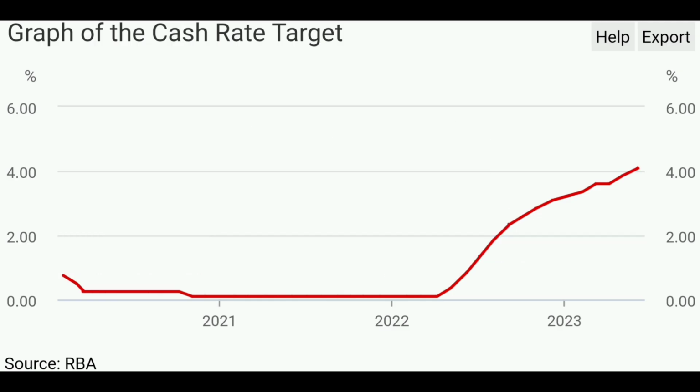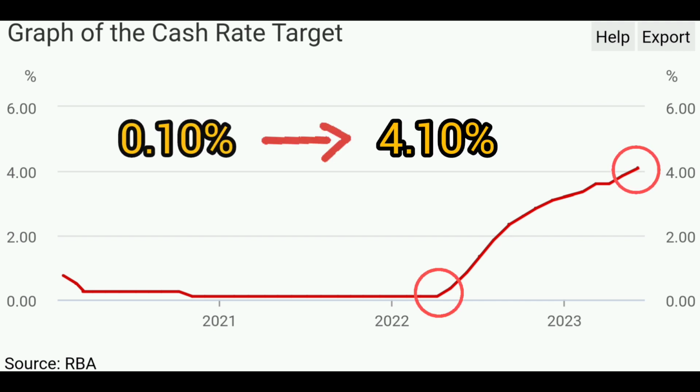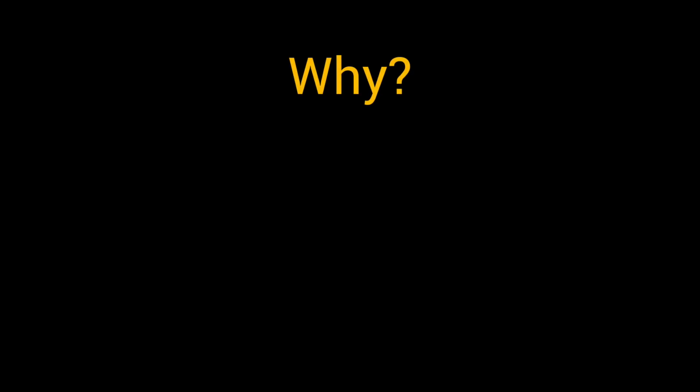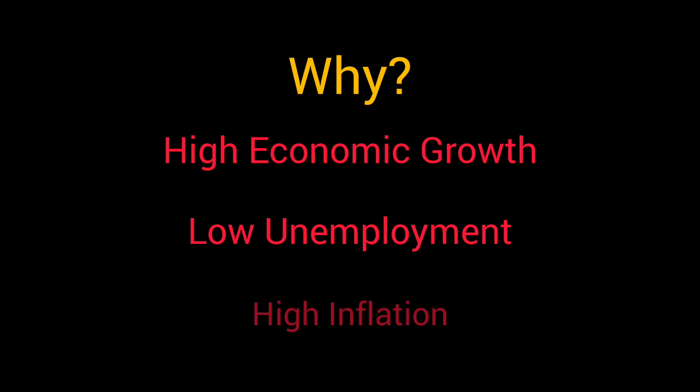The RBA has been raising interest rates like crazy since May 2022. The cash rate now is at 4.1%, up from 0.1% a year ago. Why? Because the economy is overheating, inflation is soaring, and the RBA is worried about losing control.